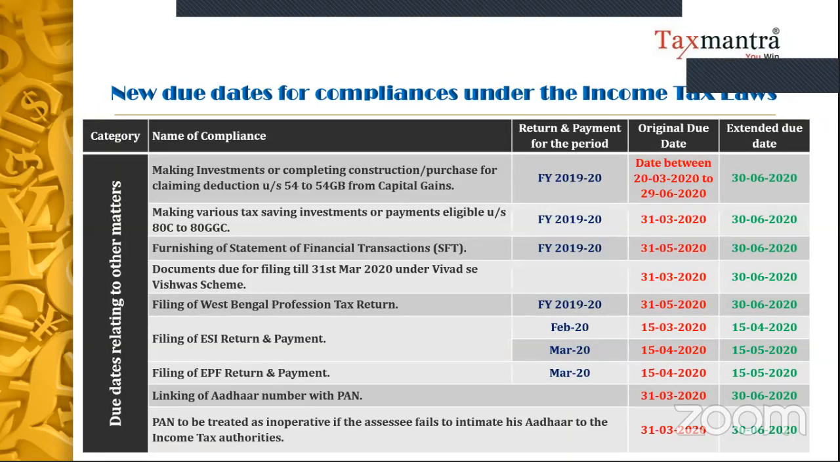Filing of EPF return and payment for the month of March 2020 has been extended to the 15th of May from the 15th of April. So linking of Aadhaar number with PAN, the due date earlier was the 31st of March. Now it has been extended to 30th of June.